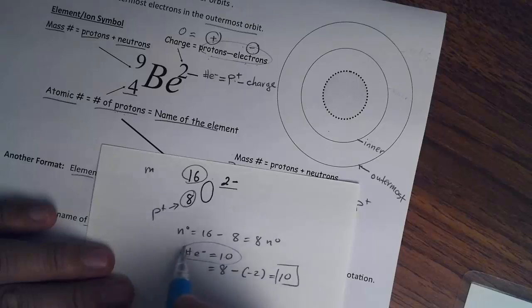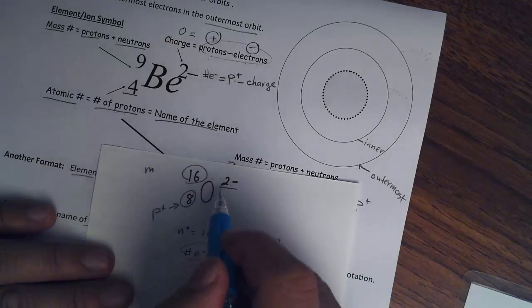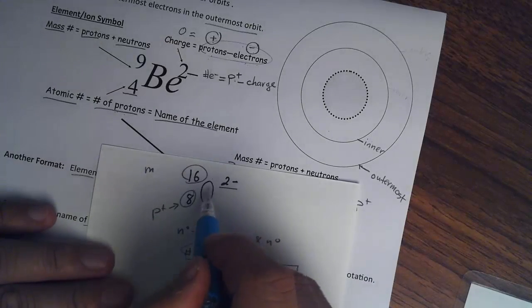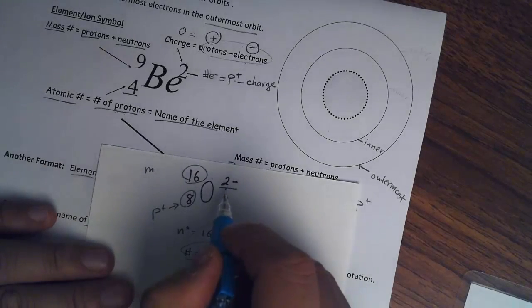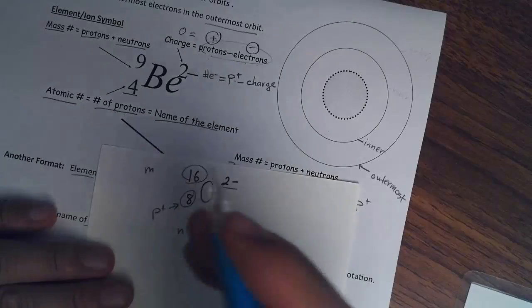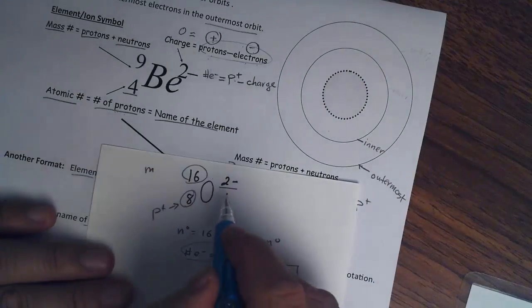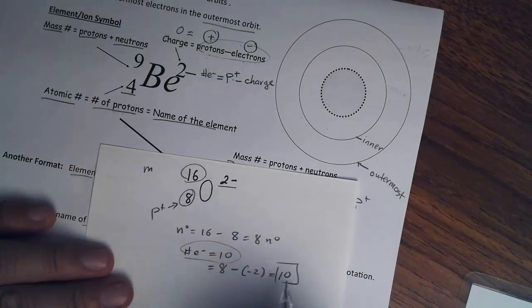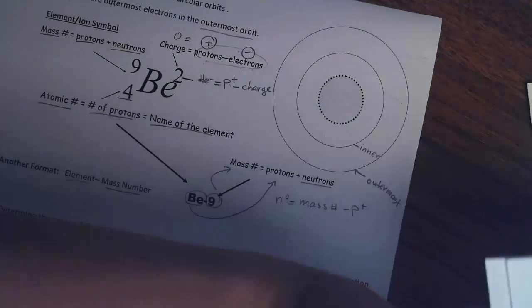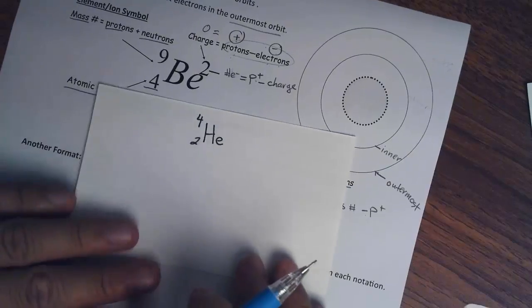But this is a lot easier to understand because, again, when the charge is 0, the number of protons equals the number of electrons. But in this case, the charge is negative, and that tells you it has 2 extra electrons. So 2 extra electrons plus 8 gives us 10. So that's pretty easy.